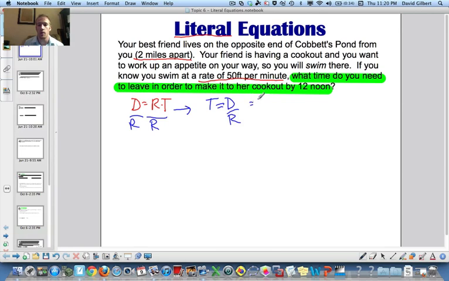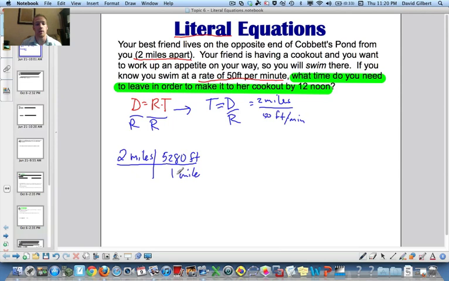So that would be 2 miles divided by 50 feet per minute. Okay, well, you can't divide miles by feet. We have to have the same units to get a meaningful answer. So I'm going to convert miles into feet so I have the same dimensions. So 2 miles, using the train track method, you can multiply that by 5,280 feet per 1 mile, right? Because 5,280 feet and 1 mile are the same thing.